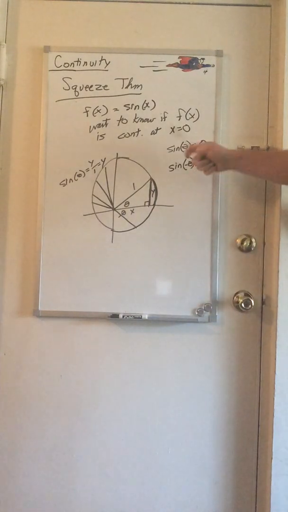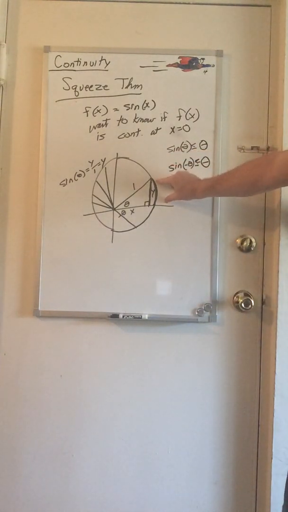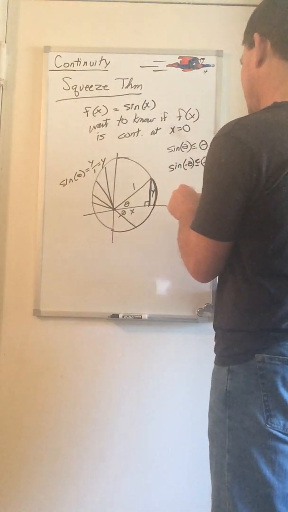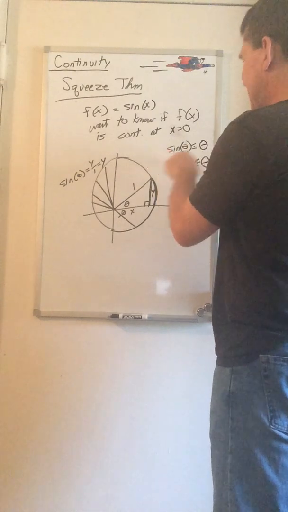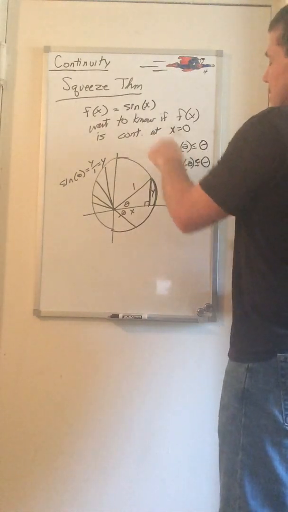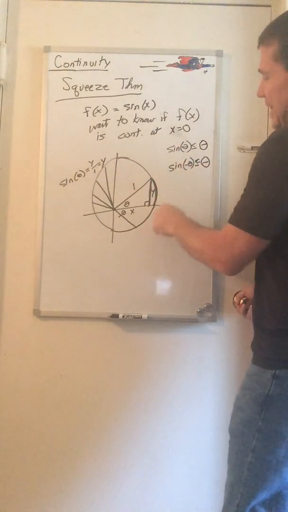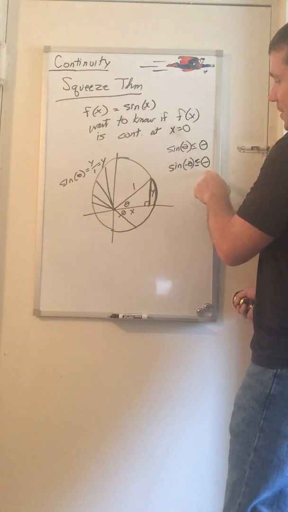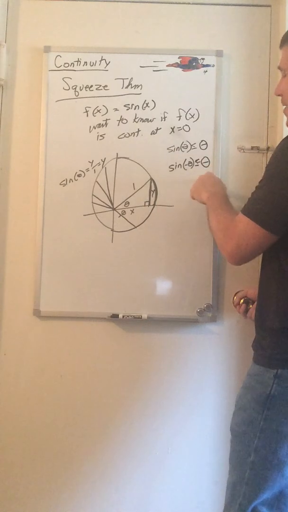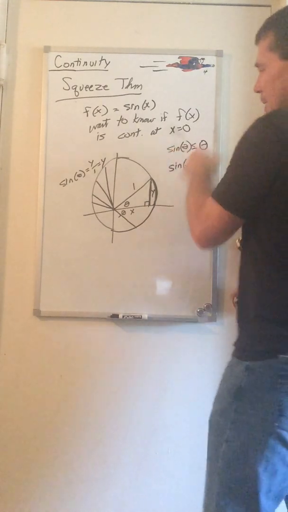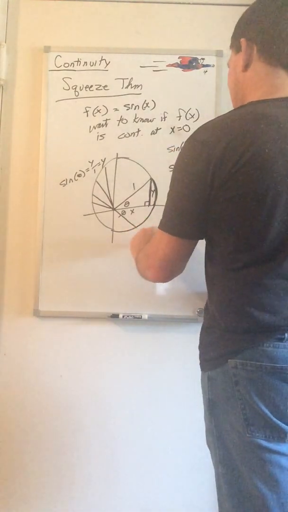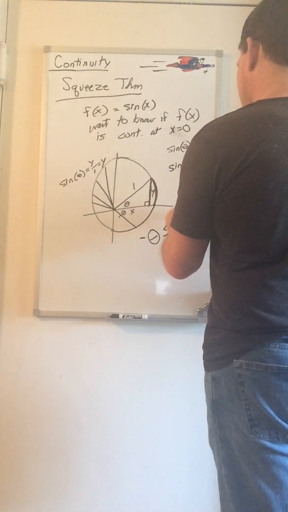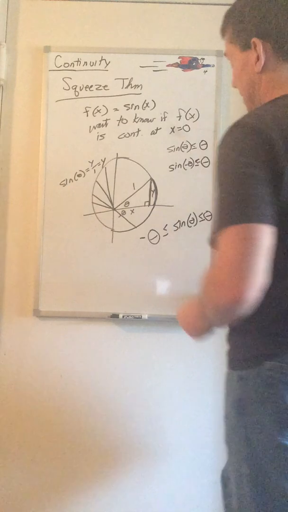But now, if I take the limit as theta approaches 0 on this side, oh, here, I'm actually going to have to flip this, clearly these arcs right here will be less than 0 because they're negative. They're down here. So these arc lengths will be negative, which means I can say negative theta is less than or equal to sine of theta is less than or equal to theta.